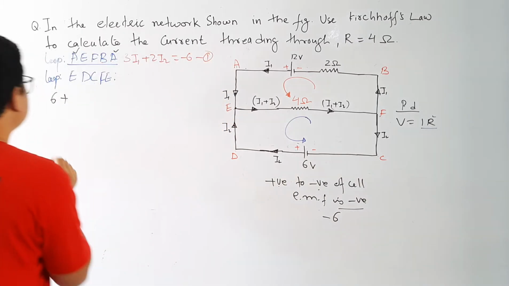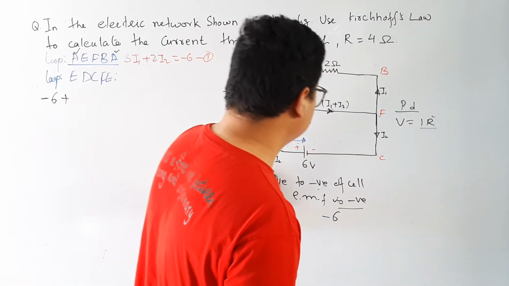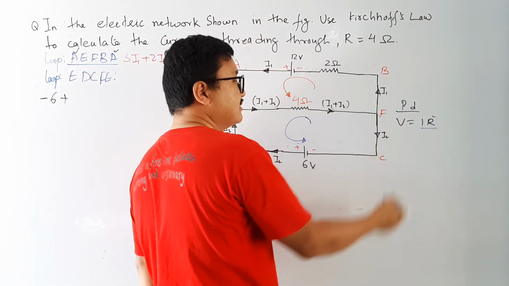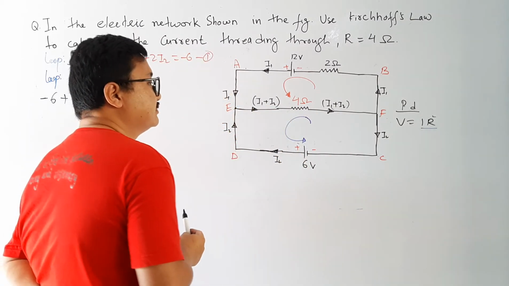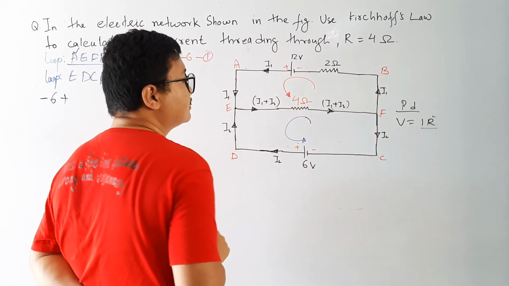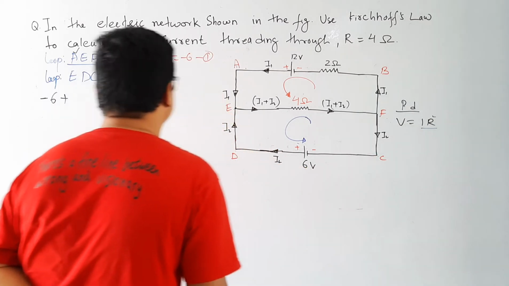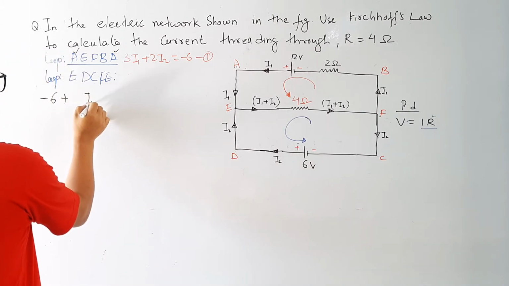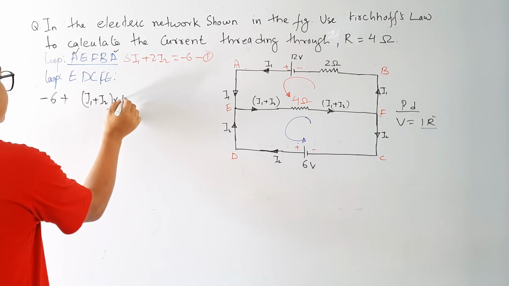Okay, so here I have to write minus 6. Sign convention is very important. Now, I will go from C to F, nothing is there, and I will go from F to E. Whenever I go from F to E, I will find a 4 ohm resistance and there is a potential drop I into R. So how much is the current? Current is I1 plus I2 into resistance 4.